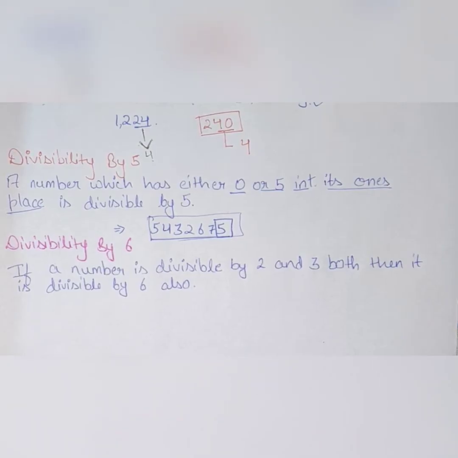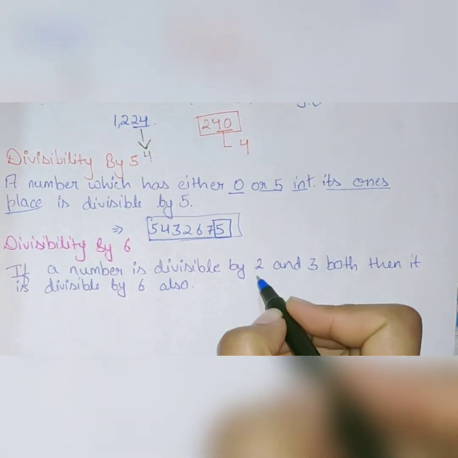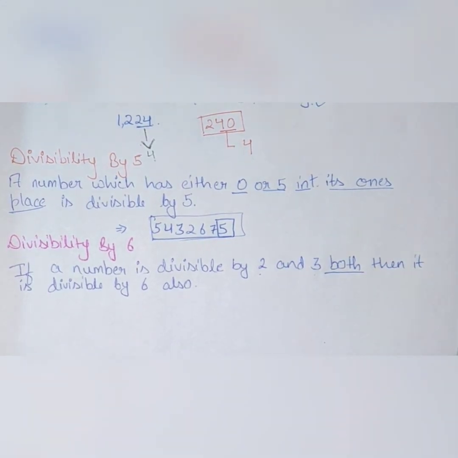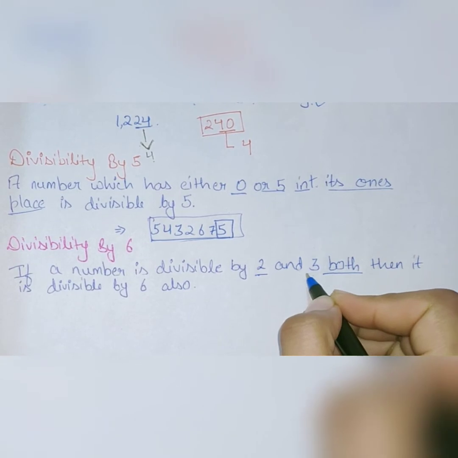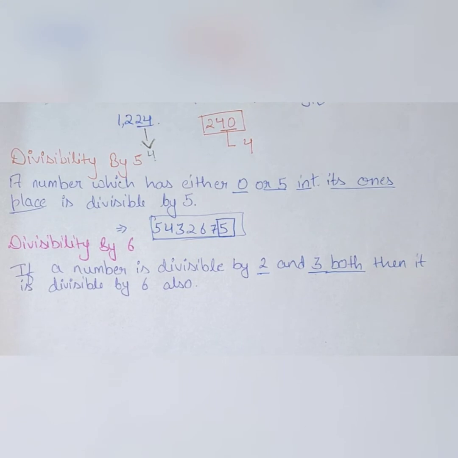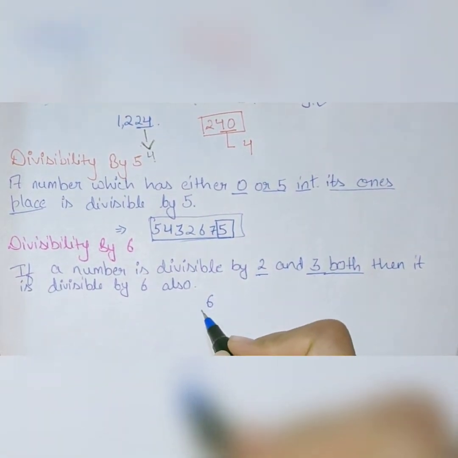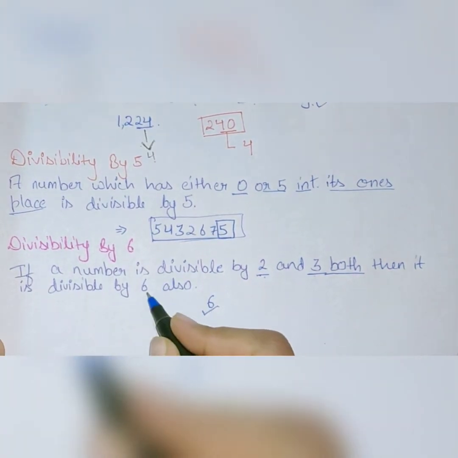Now the divisibility rule of 6 says that if a number is divisible by 2 and 3 both, then it is divisible by 6 also, which means that only if a number is divisible by 2 and by 3, it will be divisible by 6. So let's see, we have a number 6, and we know that 6 is divisible by 2 and also by 3. So 6 is divisible by 6.